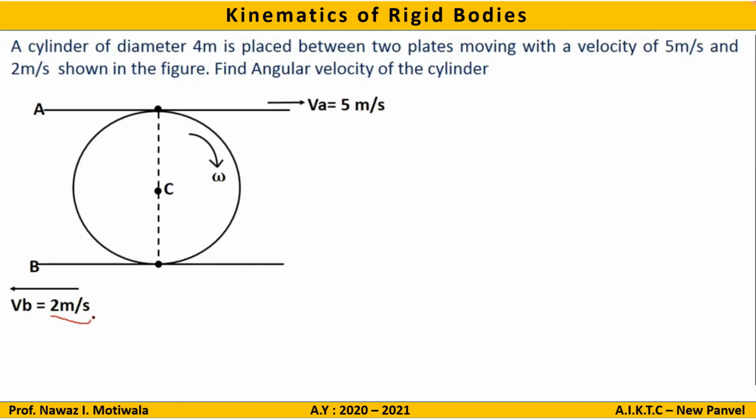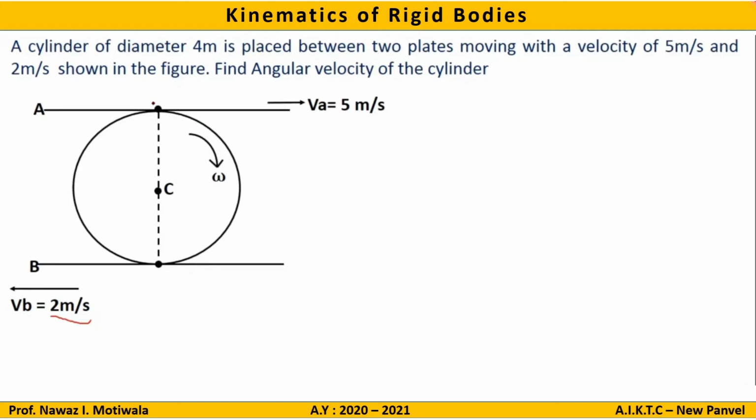Now this is a case of a cylinder in between two parallel plates with opposite velocities. For this kind of case, we have seen that the ICR lies anywhere on this diameter line and inside the body. But what is that actual location? Same process we will follow again.